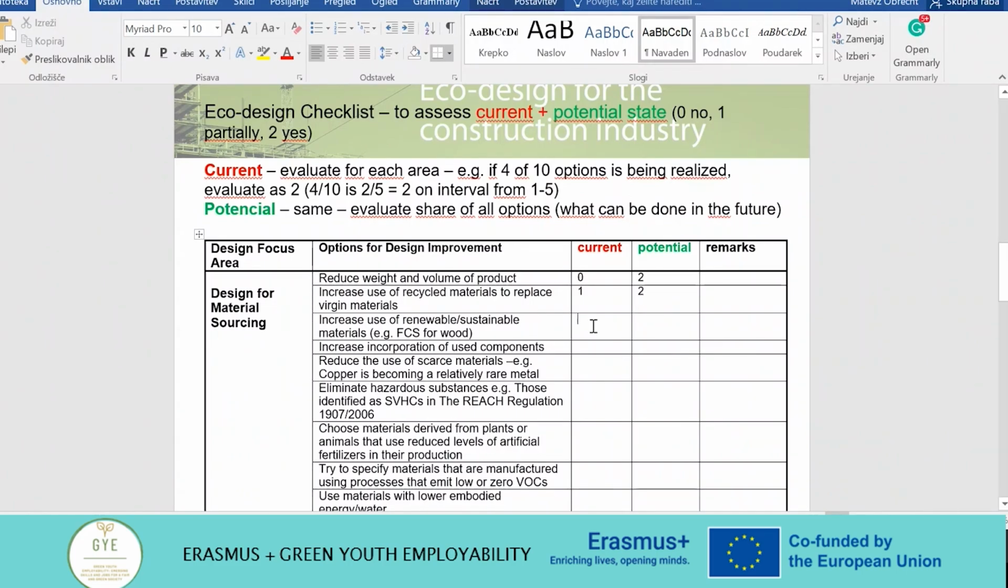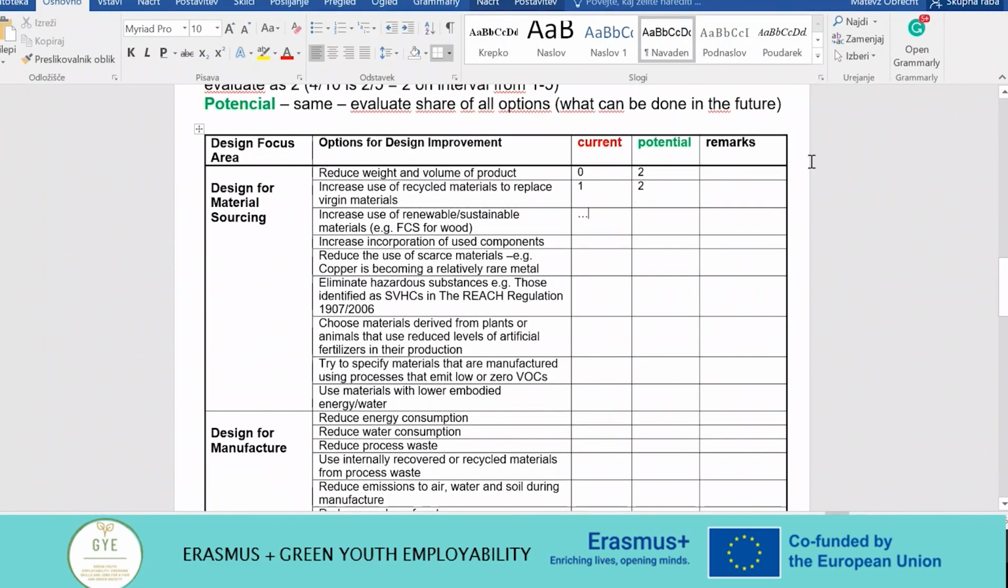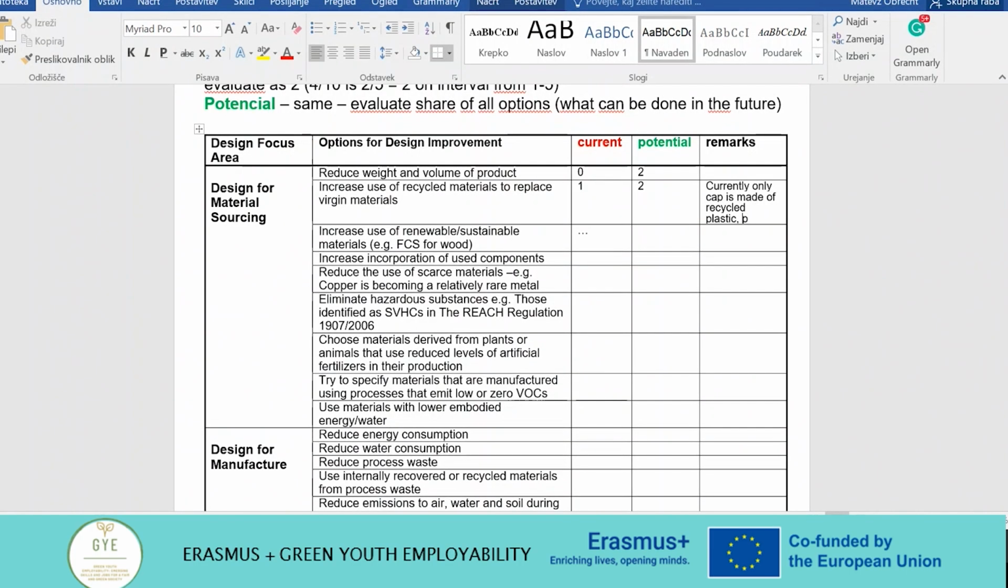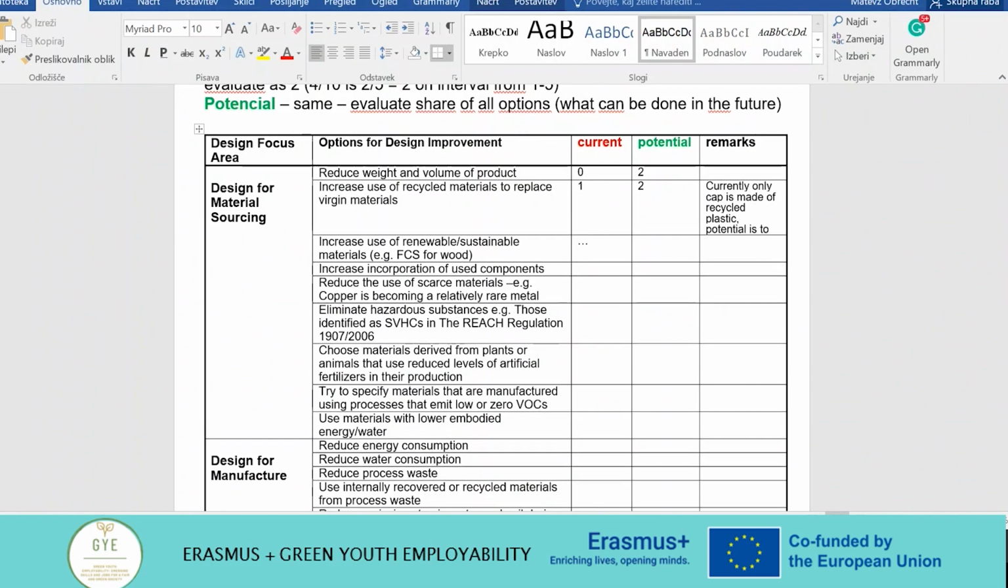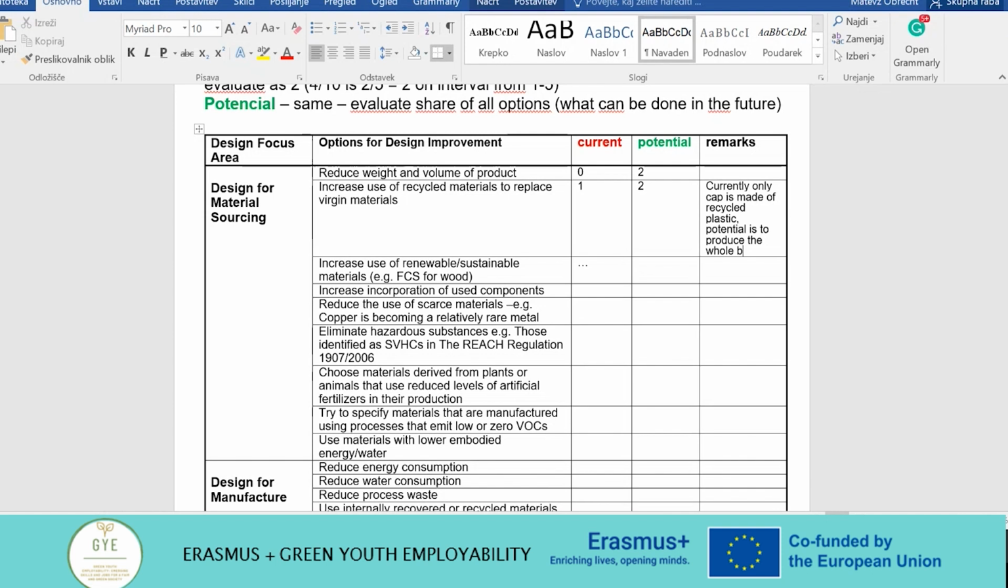So you assess this for all these phases, you go through all of this, and then you calculate. You can make remarks. You can say here, okay, currently the cap is made of recycled plastic. Potential is to, for example, something like this. So you can write down the remarks.